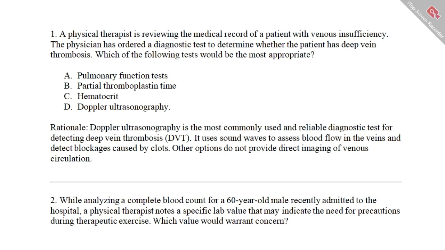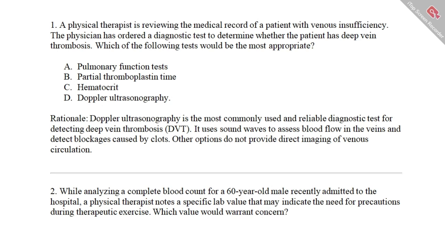I think you understand now very well, and I hope you will agree with me, option D is the correct answer. Why is option D, Doppler ultrasonography, the correct answer? The rationale is here. Doppler ultrasonography is the most commonly used and reliable diagnostic test for detecting deep vein thrombosis. It uses sound waves to assess blood flow in the vein and detect blockage caused by a clot. Other options do not provide direct imaging of venous circulation.